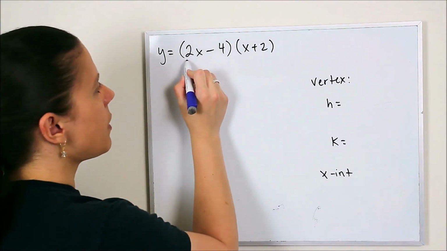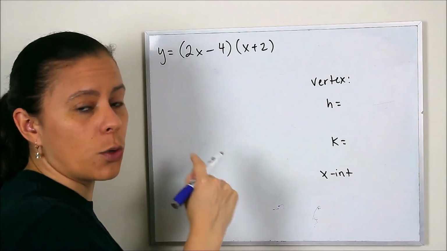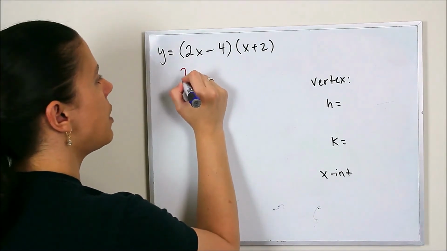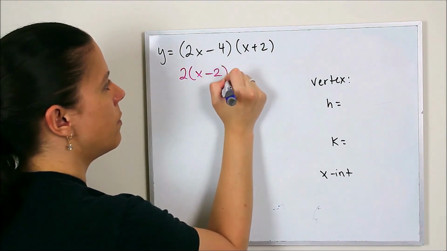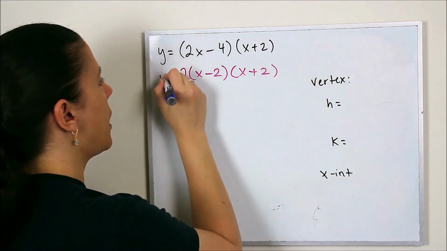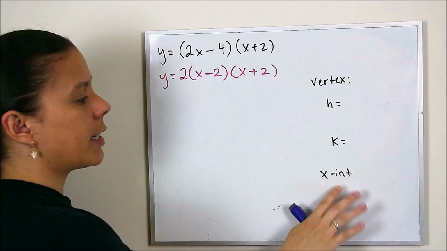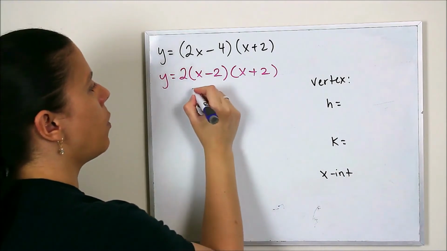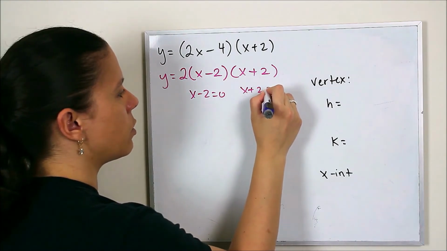So we know here in this factor that there's still a common factor, which is 2, right? So I'm going to bring the 2 out, and this is going to be x minus 2. This is going to be x plus 2. Right? So because it's already factored out, we can find the x-intercepts very easily whenever x minus 2 equals 0 or when x plus 2 equals 0.